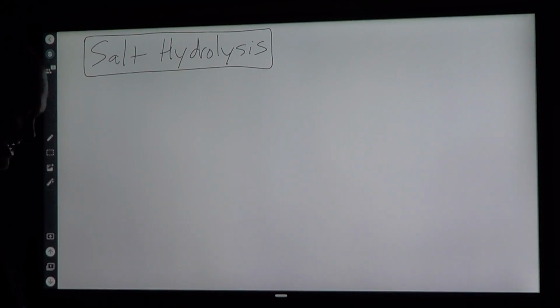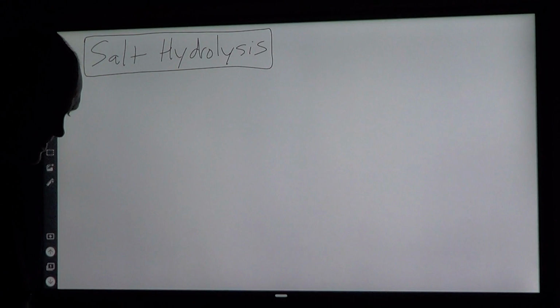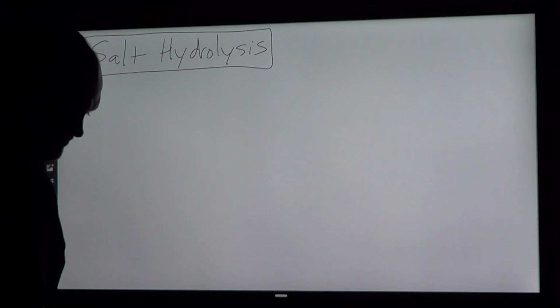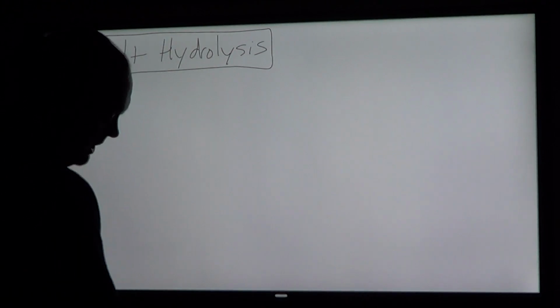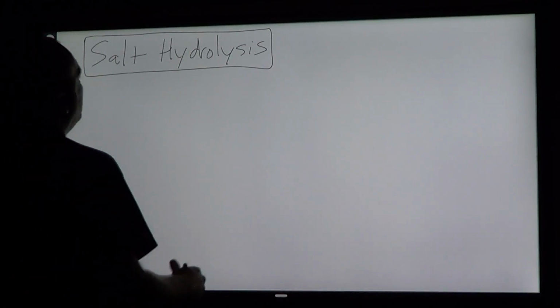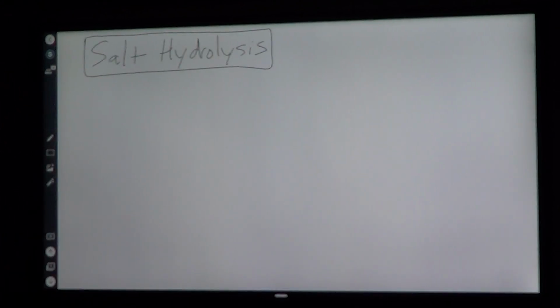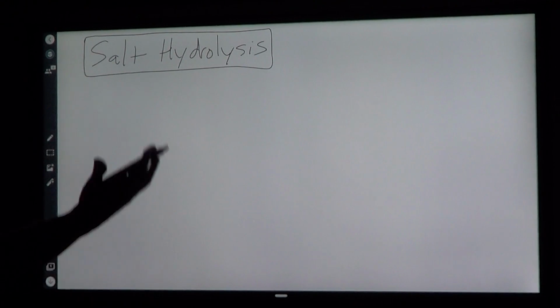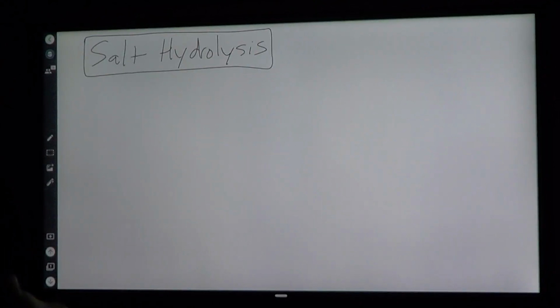All right, the last thing in chapter 19 is the idea of salt hydrolysis. So on the last problem we did, if you asked yourself, but Miller, if we're doing an acid-base titration, isn't the equivalence point always going to be at 7? That's not always the case. Generally, it's only 7 if you have a strong acid and a strong base, which we will get to.